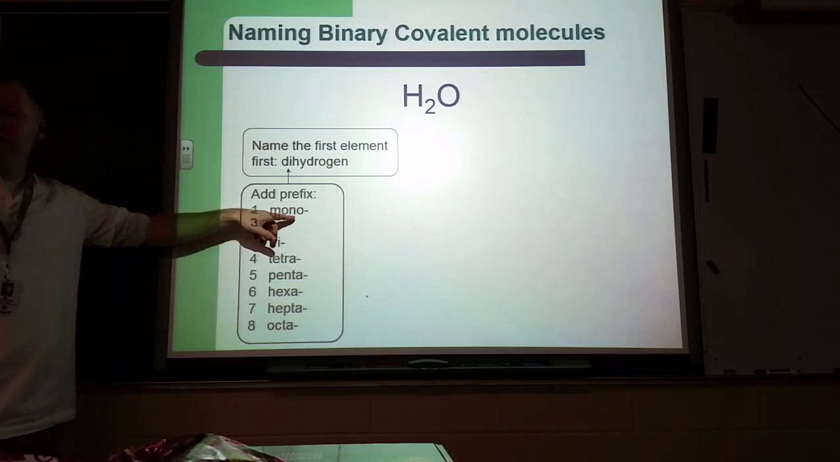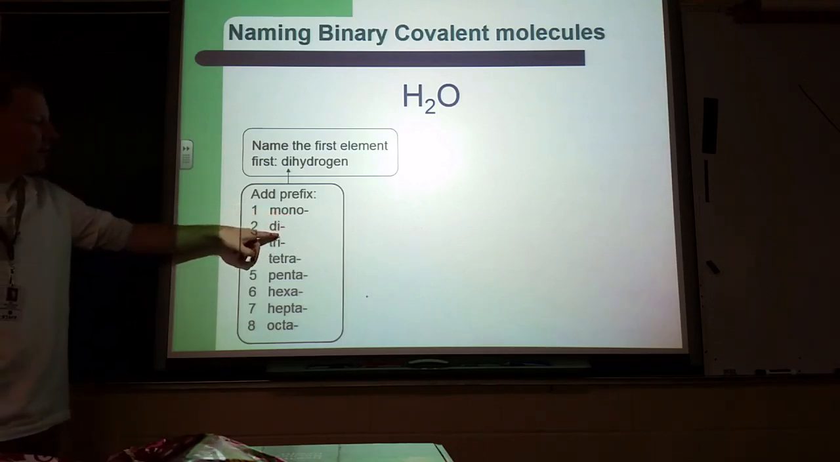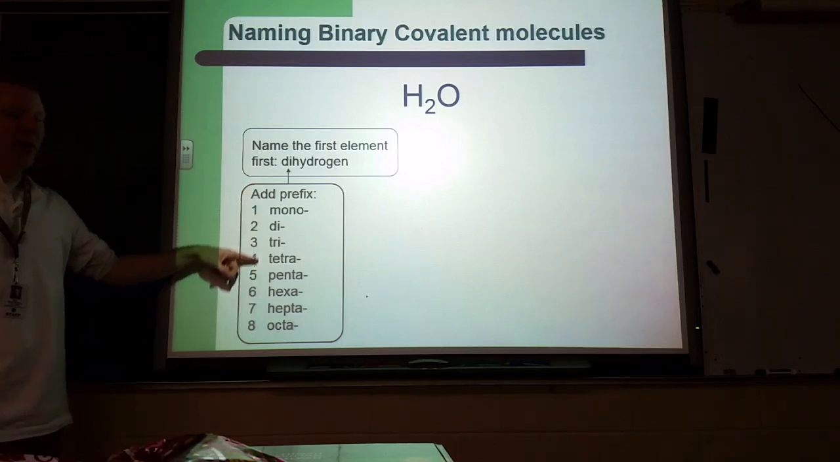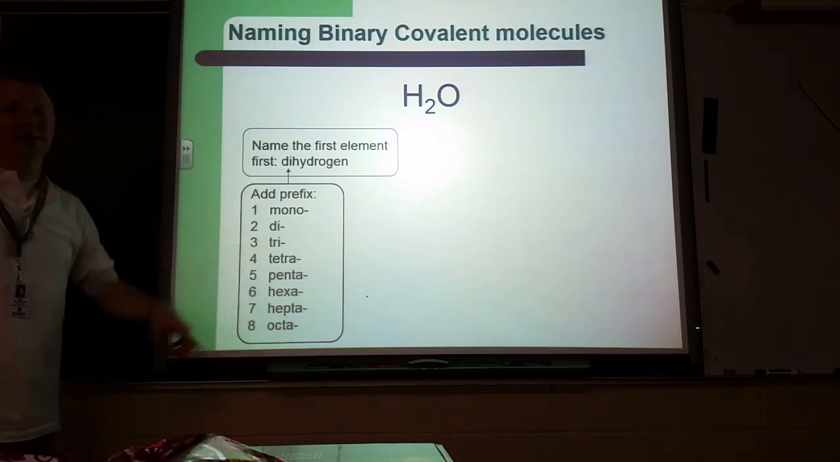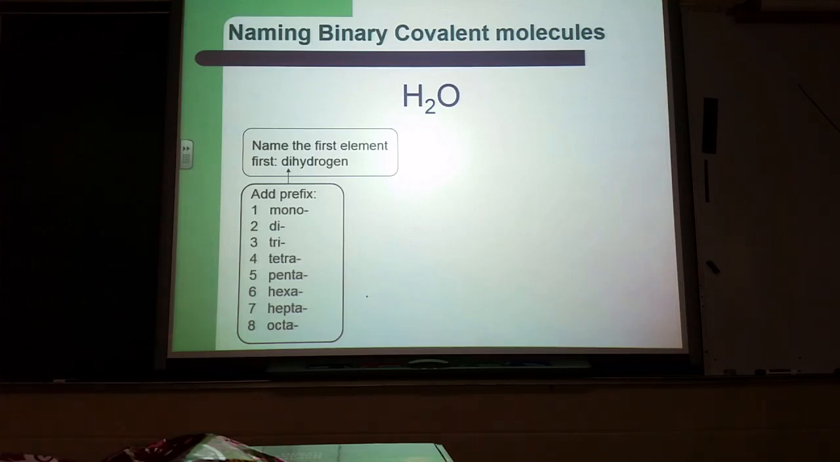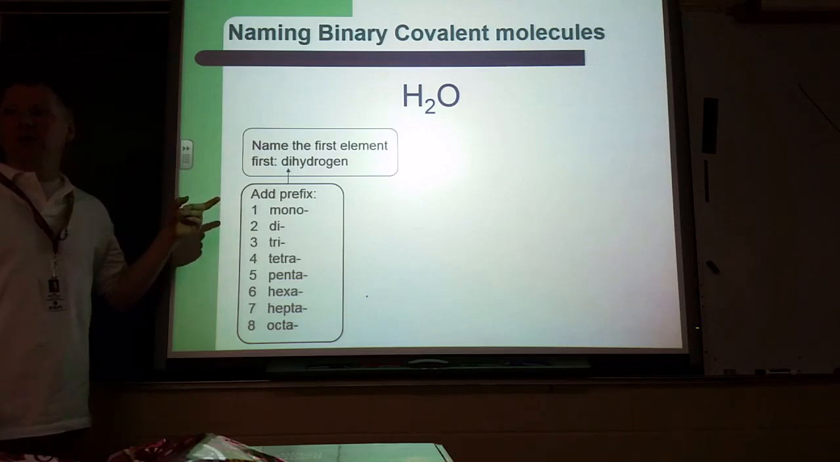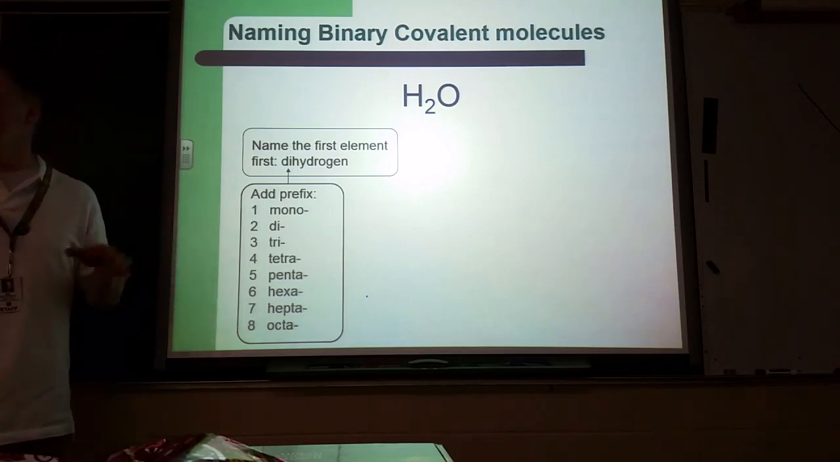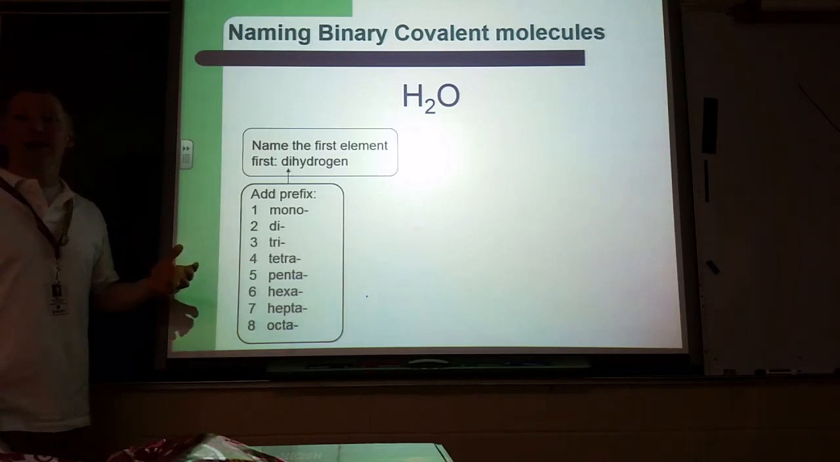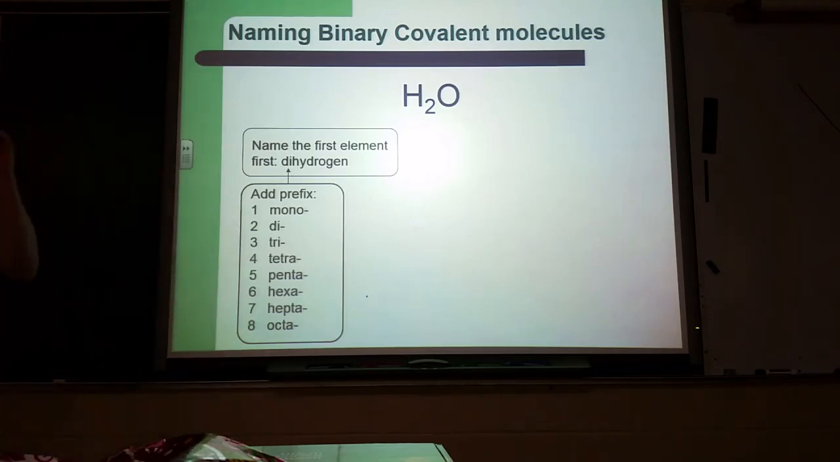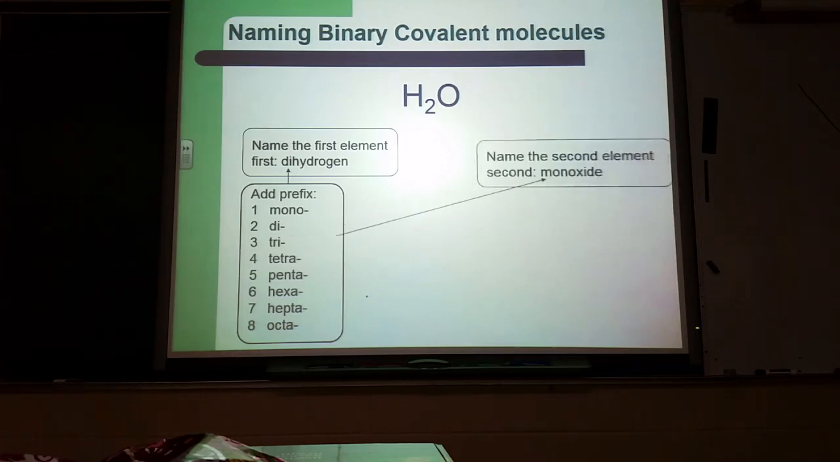If we have just 1, we would use the prefix mono. 2, prefix di, tri, tetra. Write these down. These prefixes are ones that you'll need to know for part of the naming. Okay, so that's the first name. Now, the only thing that I'll say is in this very first name, we very rarely use the prefix mono. So if there were only 1 hydrogen, we probably wouldn't say mono. We would just say hydrogen. And it implies that there's 1. But I do want you to know, because we will definitely use it for the second name.